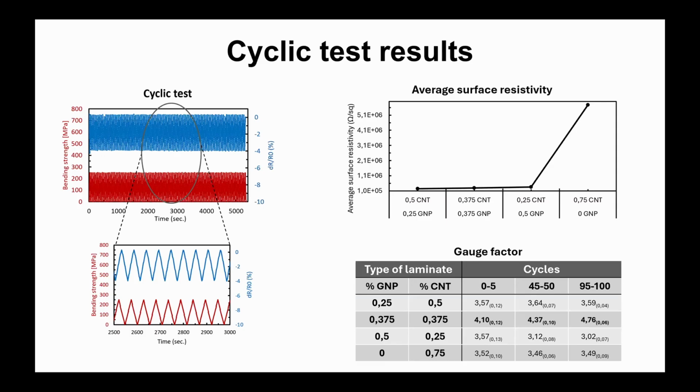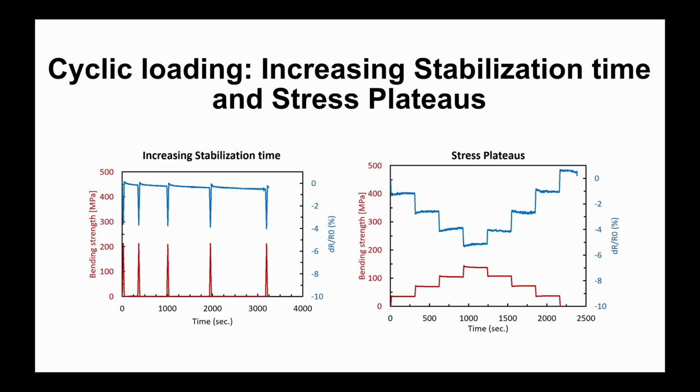For the cyclic tests, we see that the use of a laminate showed way more linear results compared to nanocomposites, as you can see here in the images to the left, and the gauge factor did not change throughout the cycles. Also, similar to the previous results, the use of a hybrid mixture showed lower surface resistivity, and the sample containing 0.375% of both quantities showed the best gauge factor results. Also did studies on increasing stabilization time, as before, and stress plateaus, and similar to the previous results, you can detect when the load was being applied. The difference here is that the signal was way more linear compared to the nanocomposite.